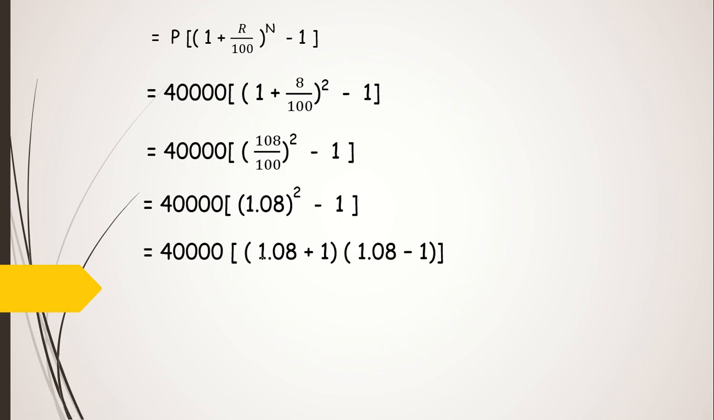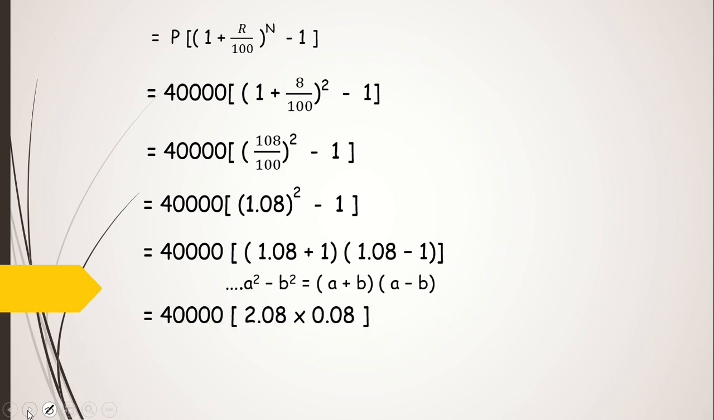Now 1.08 plus 1 will be 2.08, into 1 minus 1, which is 0.08. Okay, so we get, now how do we multiply this? 2.08 into 0.08.